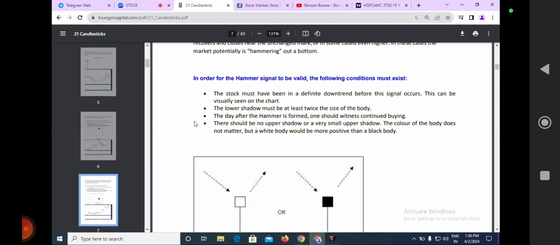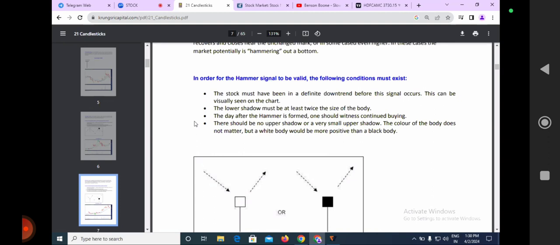My dear friends, you should allow the candle to close. You cannot just pre-assume that whatever candle is live right now will be a hammer. Until the candle closes, whether you take it on a time frame of one day, one week, or even 15 minutes or 5 minutes on intraday, you should allow the candle to close.